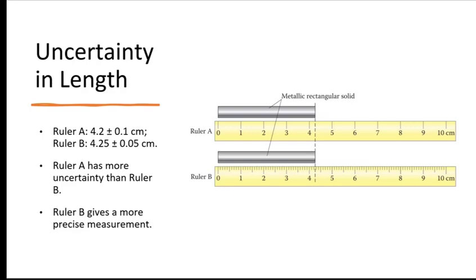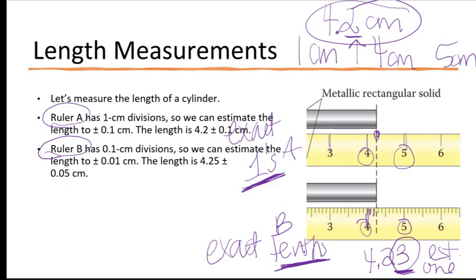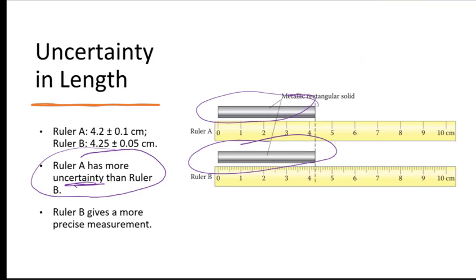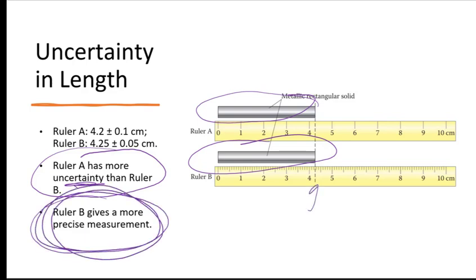So when we say that there's uncertainty in length, we're going to look at ruler A and ruler B, and we're going to say that ruler A has more uncertainty than ruler B. These rods are the same length, but back here I said, using this ruler, it was about 4.2 centimeters. But using that same rod, I said it's about 4.23 centimeters. So ruler A has more uncertainty. Ruler B gives us a more precise measurement because I'm able to be exact to the tenths and estimate to the hundredths of a centimeter. There is more uncertainty with ruler A.